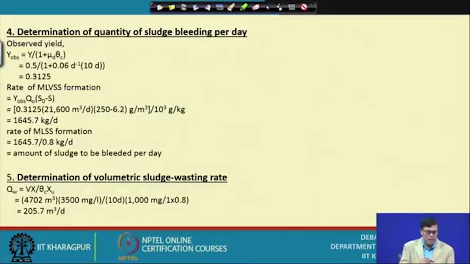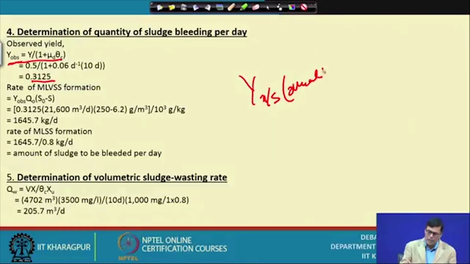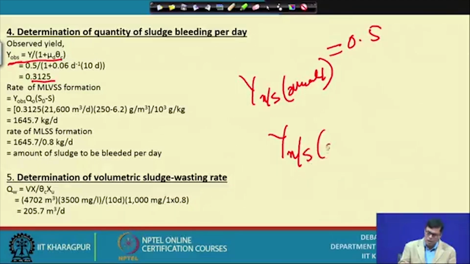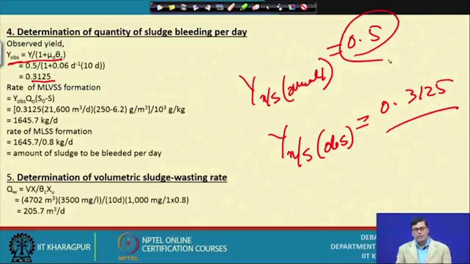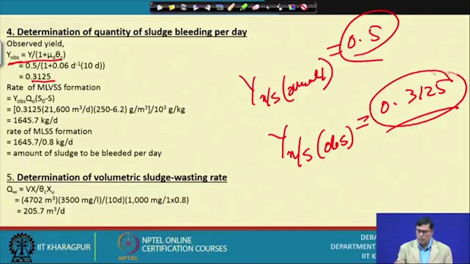Let us see how we can find out. Then I told you Y observed equals Y divided by 1 plus mu d theta c. This is the observed yield coefficient. The overall yield coefficient was 5, but when you calculate the observed one, it is much less than the overall yield coefficient, because the overall one comprises both the dead cells and viable cells, while the observed one consists mostly of the viable cells. So, what is this parameter?